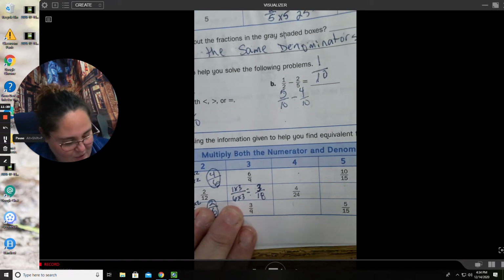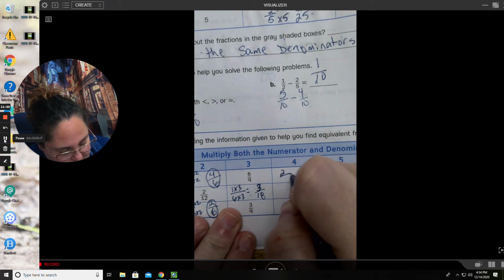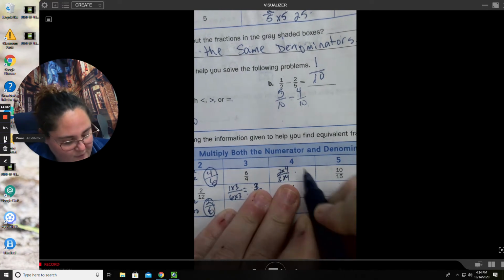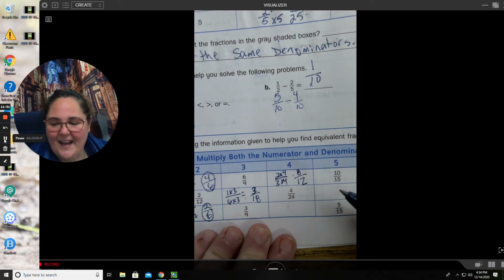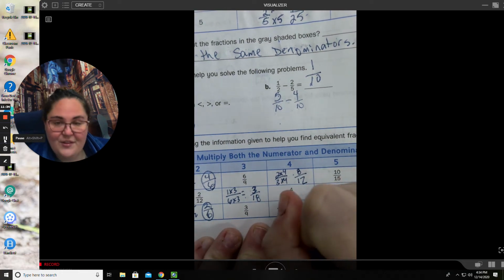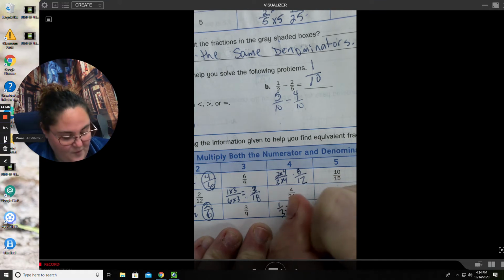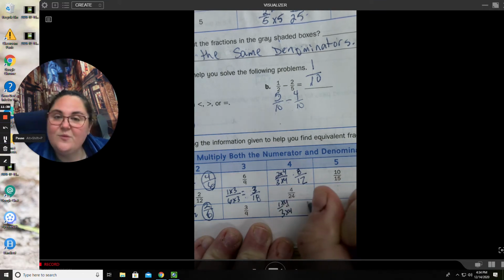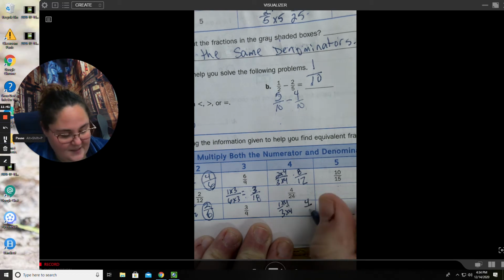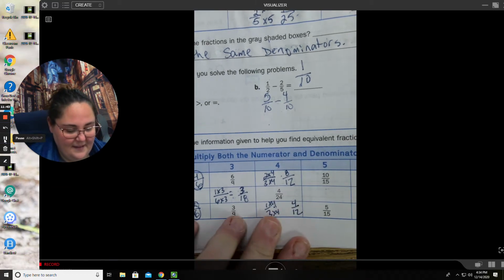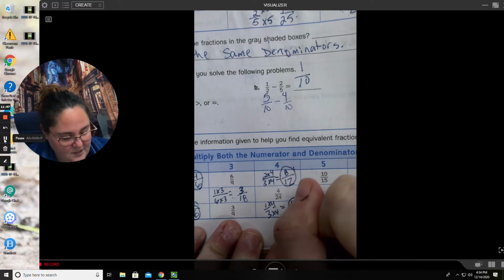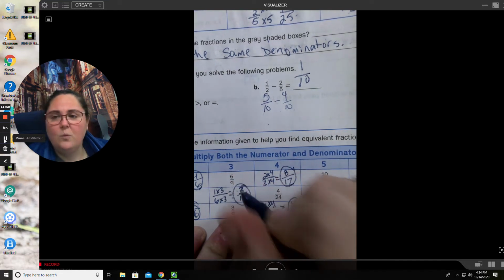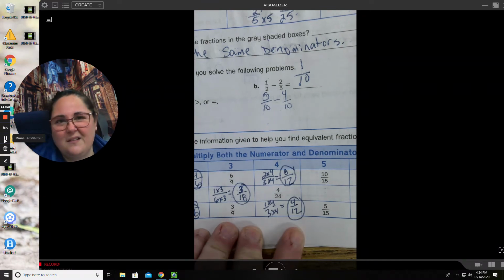All right, 2/3 times 4. 2 times 4 is 8. 3 times 4 is 12. All right, 1/3 times 4. 1 times 4 is 4. 4 times 3 is 12. All right, here we go. And I'm going to circle my new fractions so I can really find them, especially once we have a lot of numbers on here. I want to make sure they don't get confused. Okay?